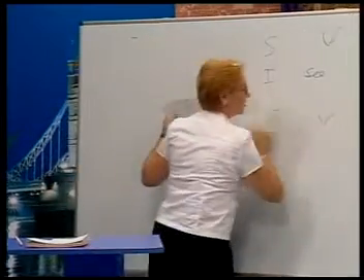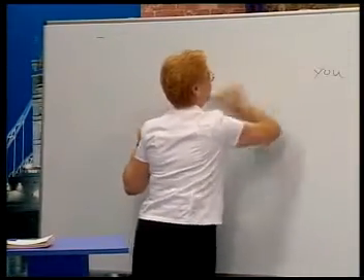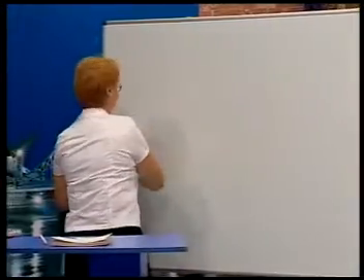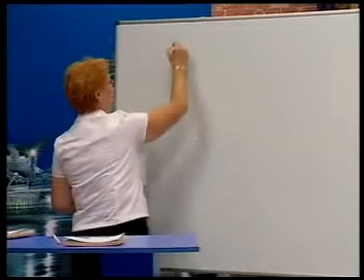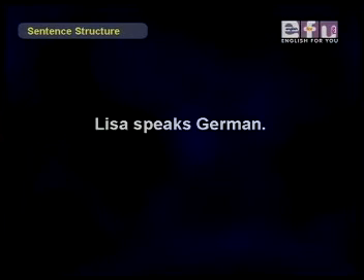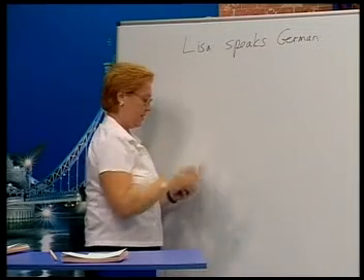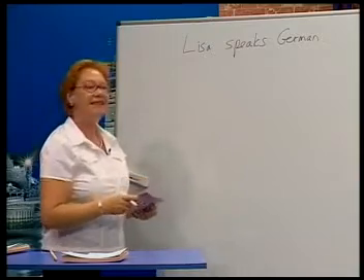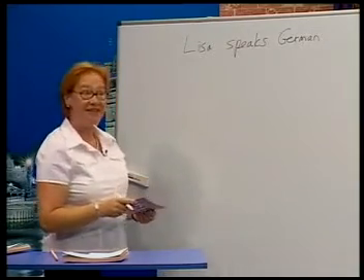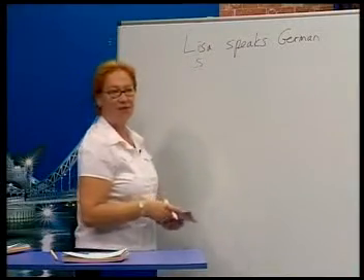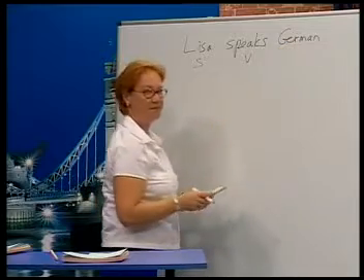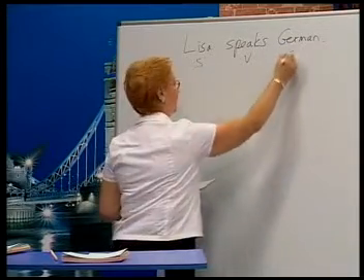Let me make some room here. And we'll put some sentences on the board for our assistants to help with. Now, here we go. Here's a sentence. Lisa speaks German. Lisa speaks German. Okay, Lisa, what is the subject? Lisa. Good. Isabel, what's the verb? Speaks. And Ali, what is this? It is the object. Good.